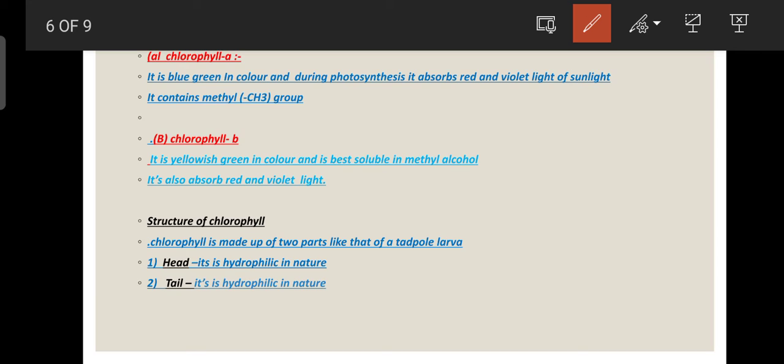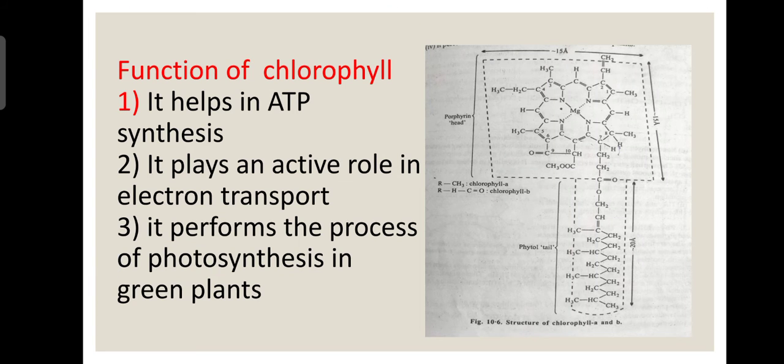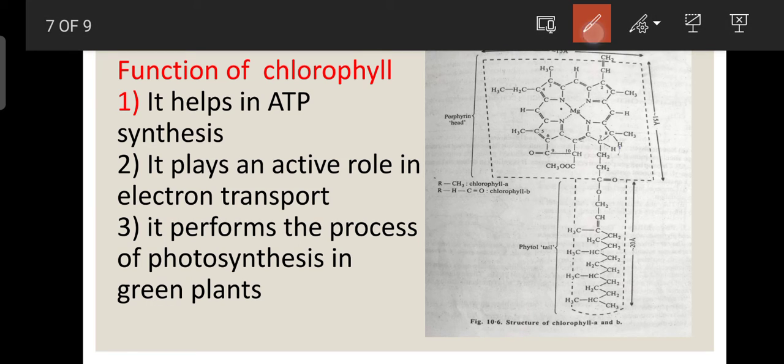Chlorophyll is made of two parts, like that of a tadpole larva. First, the head, which is hydrophilic in nature, and the tail, which is hydrophobic in nature. So, before starting the functions, here we see the structure of the chlorophyll.